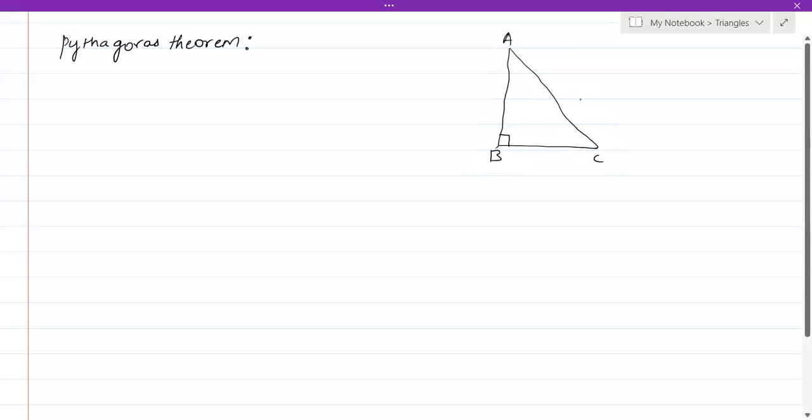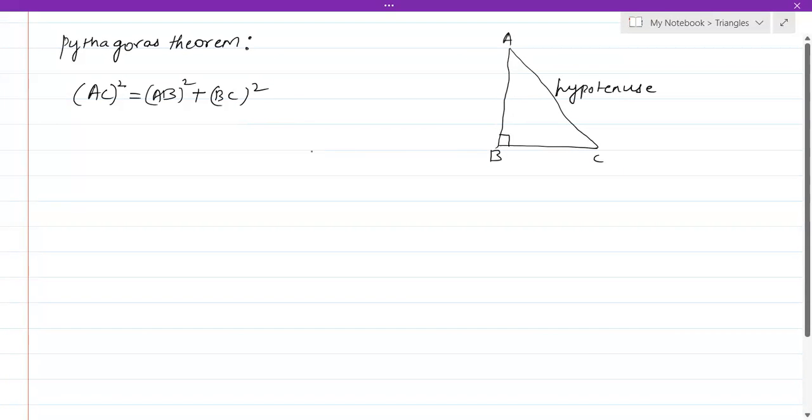The side opposite to 90 degrees, that is the longest side, is known as the hypotenuse. What the Pythagoras theorem tells us is that in a right angle triangle, the square of hypotenuse, which is our hypotenuse here, AC, will be equal to the sum, in the sense addition, of squares of the other two sides. The other two sides are AB and BC. So square of them, AB square, BC square. Remember, we should always start with the hypotenuse.